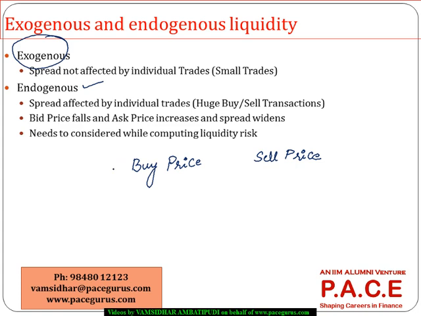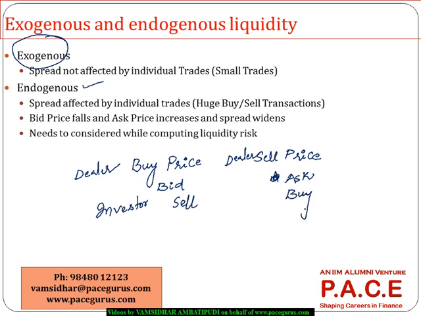so this generally the words, just to give a clarity, the bid and the ask. This buy price, the bid is the price at which the dealer buys. Dealer buy price, dealer sell price are called as bid and ask prices. So from investor's perspective, the bid is the sell price, the ask is the buy price.